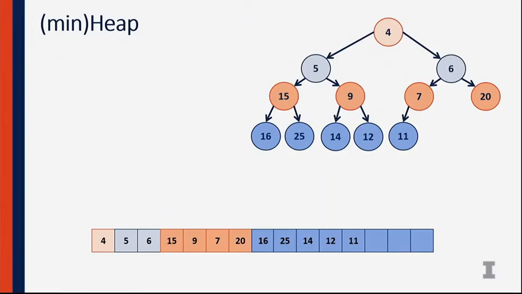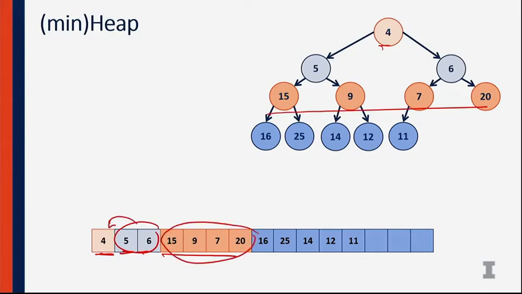If we look at this example, we see that here 4 is going to be the root of the tree, and it's going to be the first element in the array. 5 and 6 will be the next 2 elements in the array. Then the 4 children of those elements are going to be the next 4 elements. And notice from the color degradation, 5 and 6 are both greater than 4. All of these nodes are going to be larger than their parent nodes.